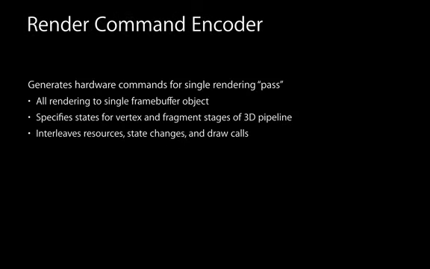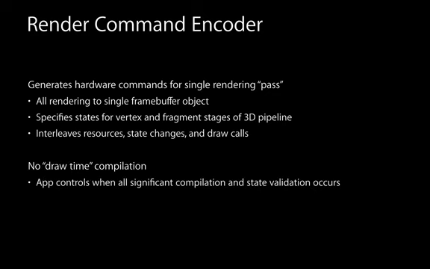Now the render command encoder, you can think about this as all of the hardware commands necessary for generating a single rendering pass. And by pass, I mean all of the rendering to one frame buffer object, one set of render targets. If you want to change to another set of render targets, to another frame buffer, you simply use another render command encoder. And this is all the state for specifying the vertex and fragment stages of the 3D pipeline. It allows you to interleave these state changes, the resources, and any draw calls necessary for constructing your pass.